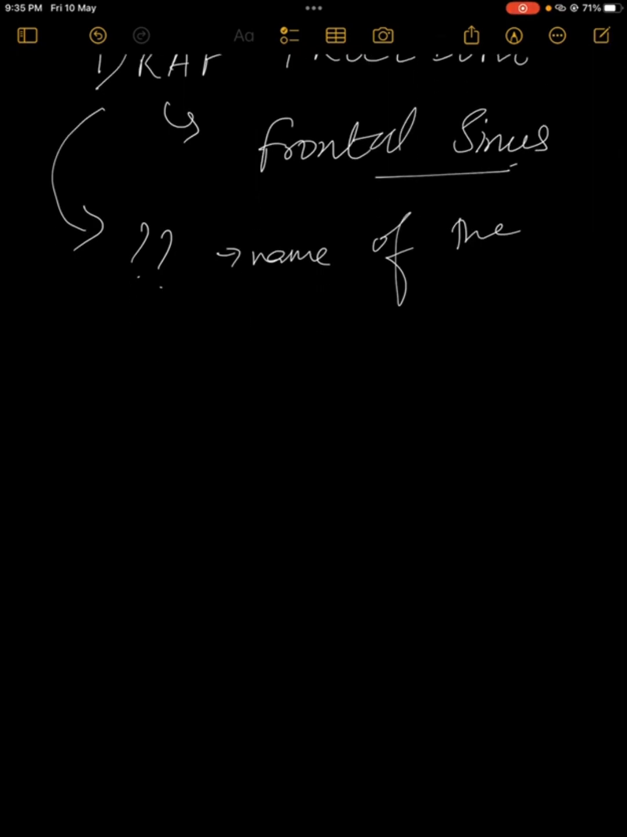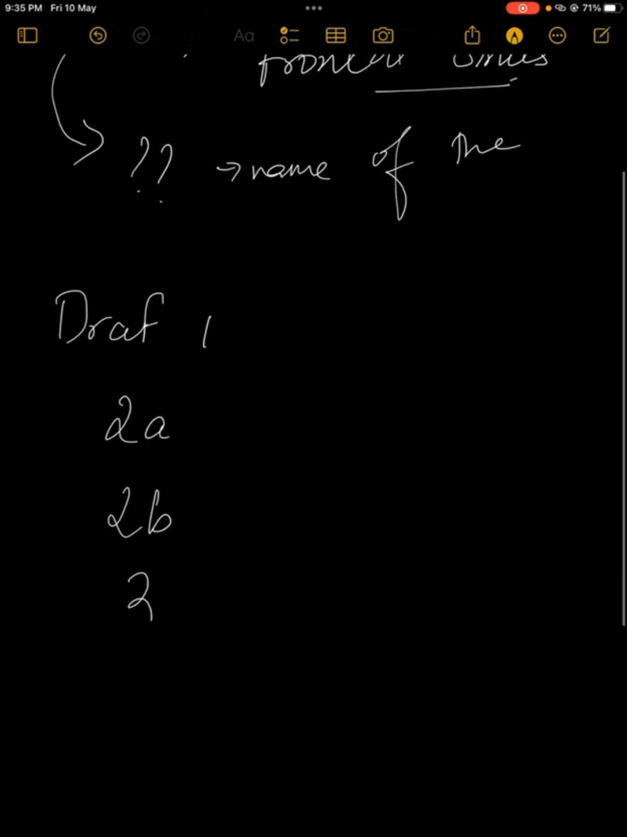So there are 4 types of DRAF surgeries: DRAF 1, 2A, 2B and 3. And I am going to describe it in a way that it becomes easier for you to remember these, so that when it is asked in the exams, in the Viva, or in your MCQs, you can answer it easily.